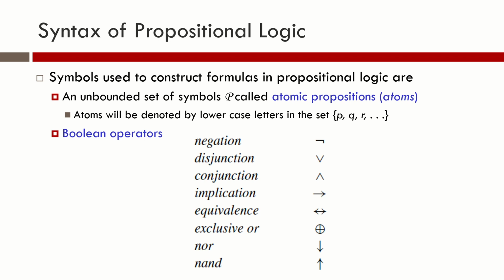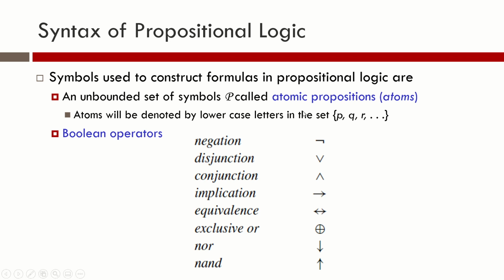Conjunction: suppose we have the formula P and Q. P and Q will be true only if both P and Q are true. In all other cases, P and Q will be false. Now, when we consider implication, P implies Q will be false only if P is true and Q is false.